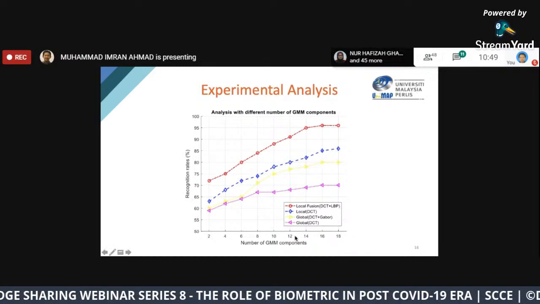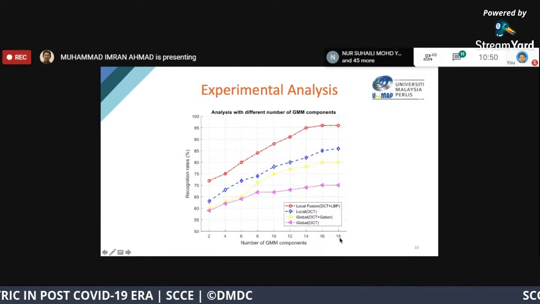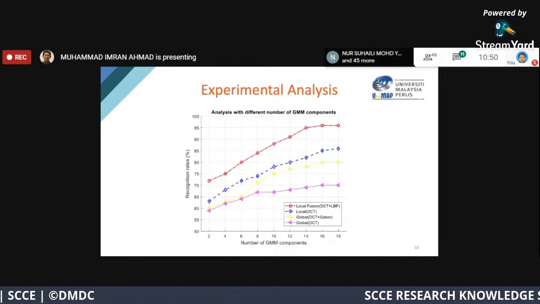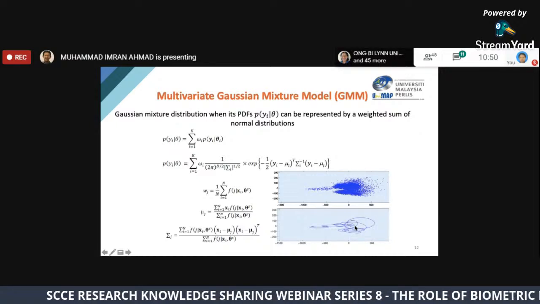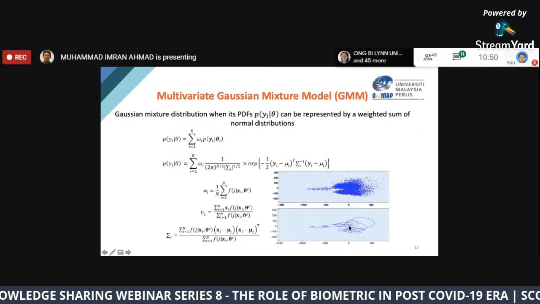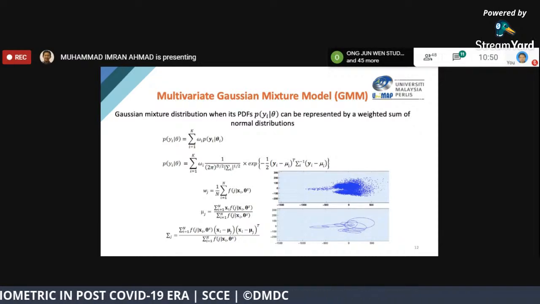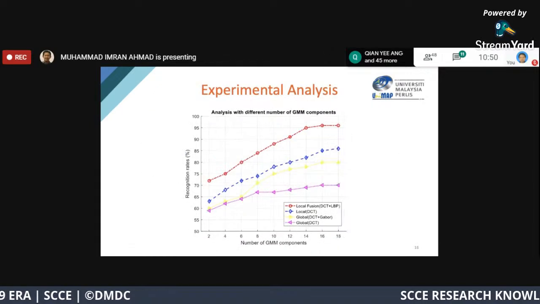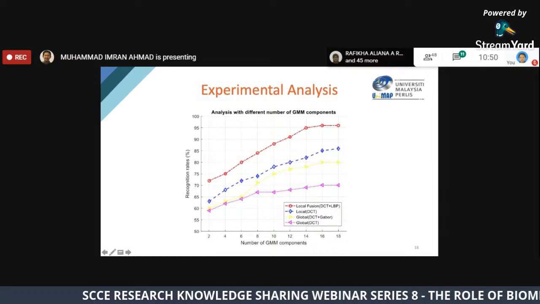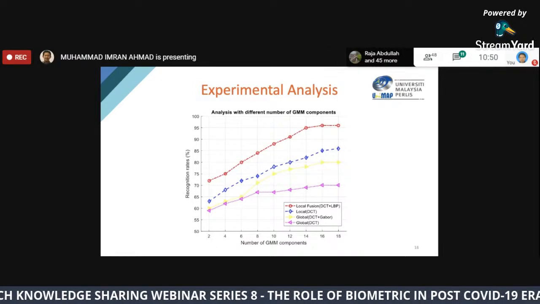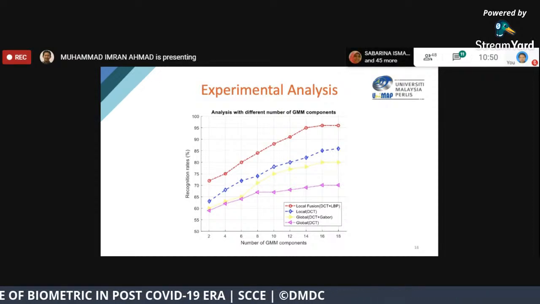So you can see the number of GMM components, 18. What does this number mean? 18 means you have 18 normal distribution shapes, 18 of these circles. That means if there are more circles, you manage to properly model whatever distribution that you have. So when you have 2 here, that means you only have 2 Gaussian distributions, or 2 normal distributions, or 2 circles. That's why the performance is low.